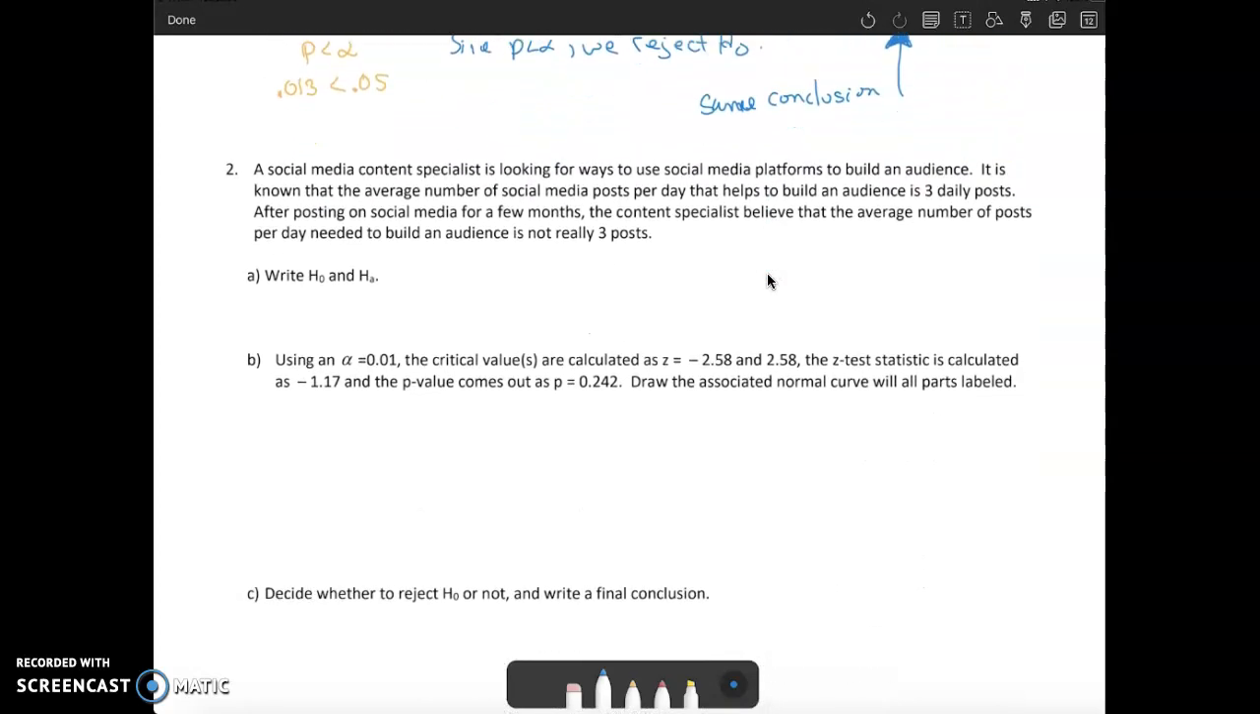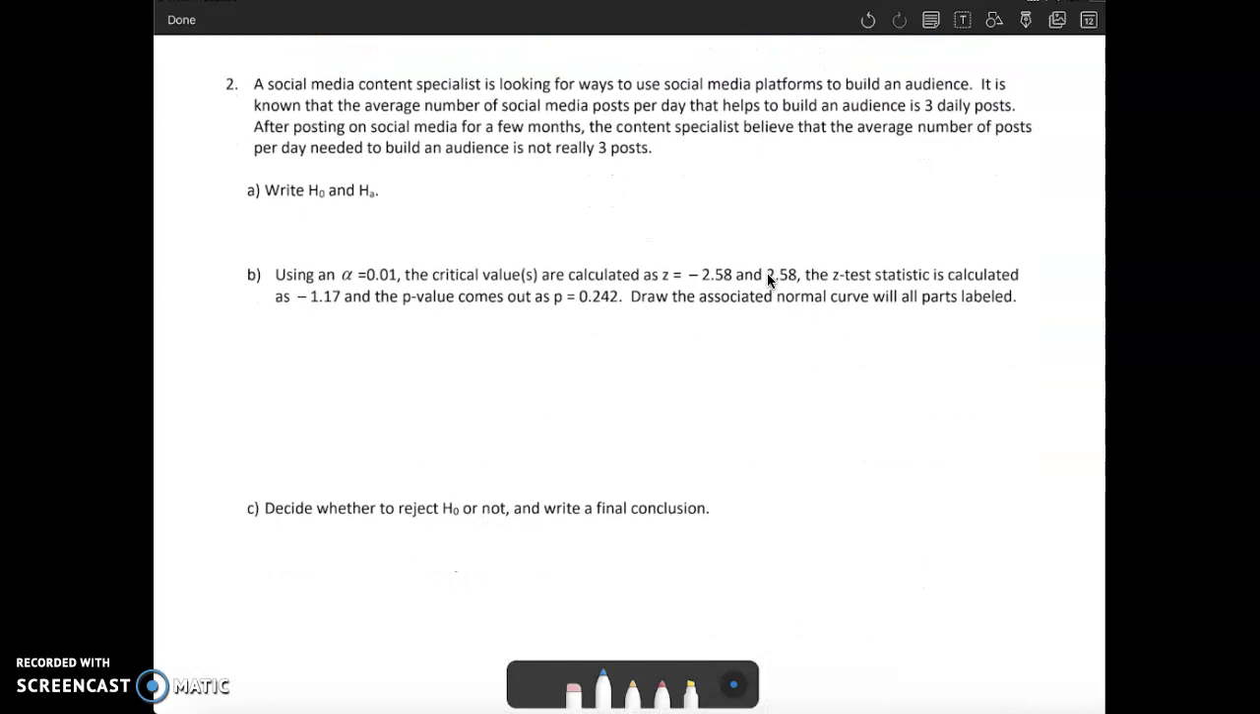Okay, so let's look at one more example. On this one, it says, a social media content specialist is looking for ways to use social media platforms to build an audience. It is known that the average number of social media posts per day that helps to build an audience is 3 daily posts. After posting on social media for a few months, the content specialist believes that the average number of posts per day needed to build an audience is not really 3 posts.